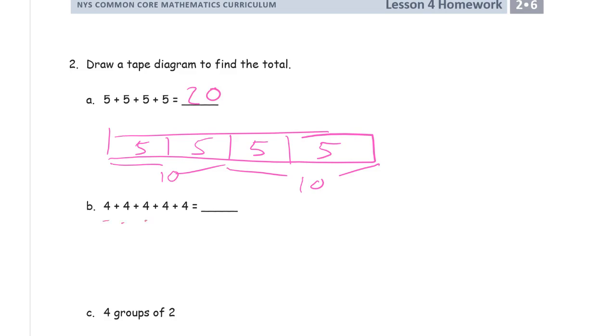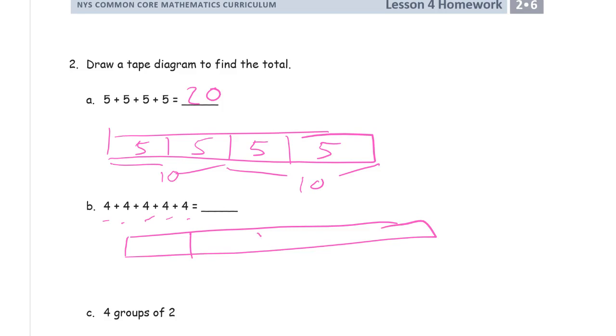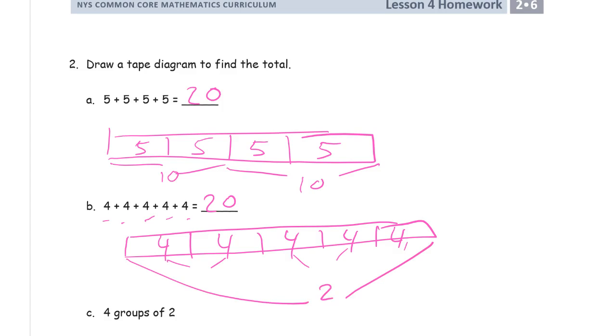And here we have one, two, three, four, five, four. So draw your piece of tape. We need one, two, three. Now I just need to fit fours inside here, each one. And I have five fours. And you can think that these two are eight. That's another eight, 16, and another four makes it 20. So you could say the whole thing is 20.